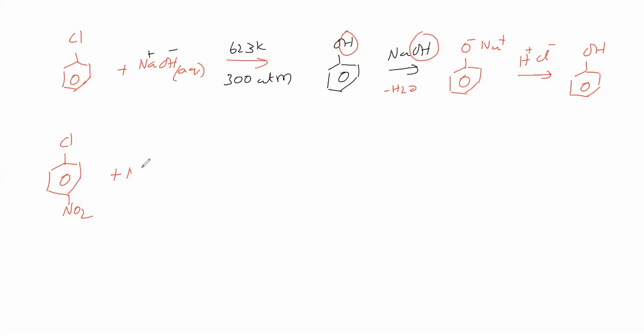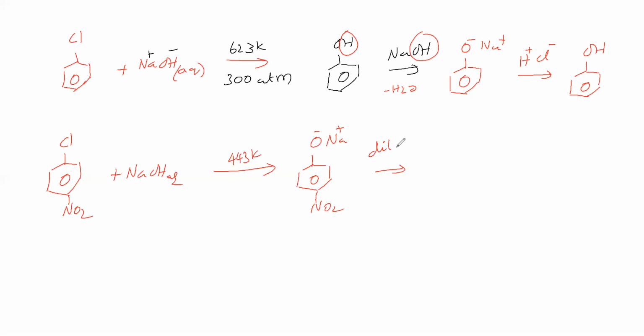Now we will add aqueous solution of sodium hydroxide. So what happens? We are providing the condition of 443 Kelvin. So Cl is replaced by OH. That OH is reacting with the sodium hydroxide. Therefore, we are getting phenoxide.